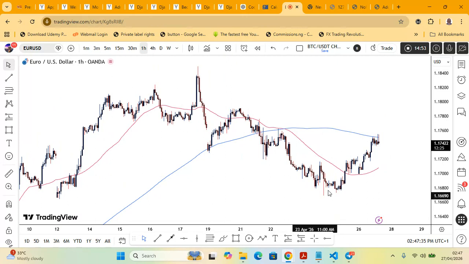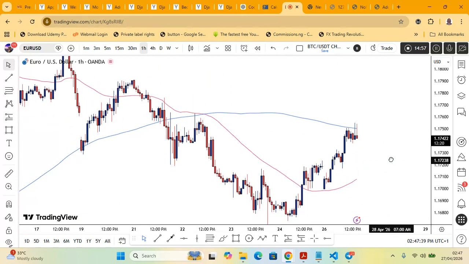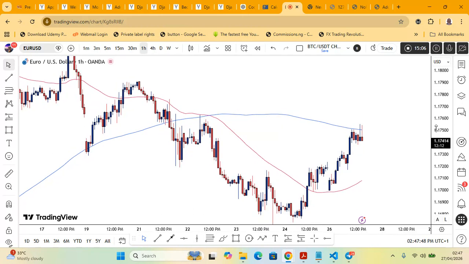So guys, that's how we're going to trade this instrument. But mind you, we are not trading the cross, we're trading price action. So I want to see price break out and retest the structure, and I'll look for a buy opportunity. So guys, we just have 20 minutes for this video.